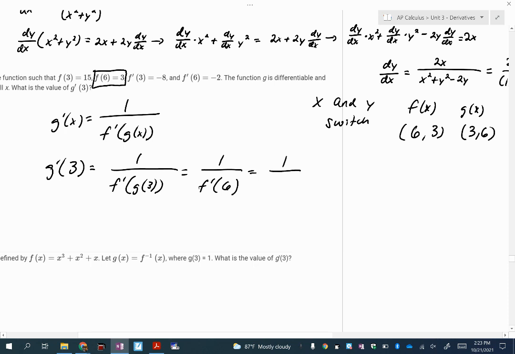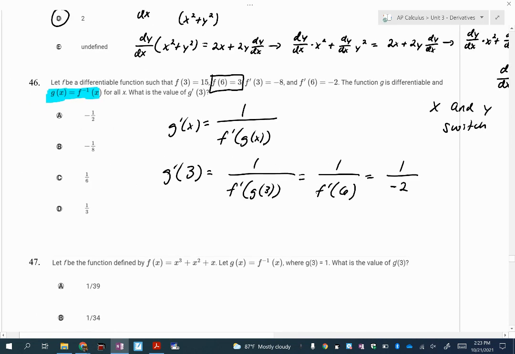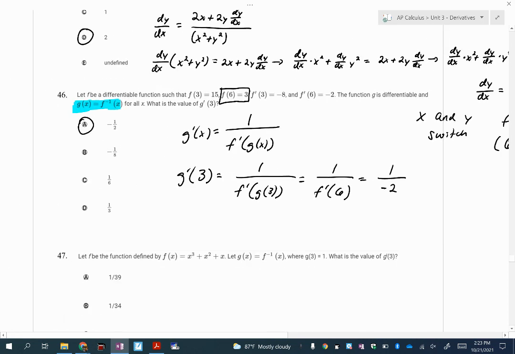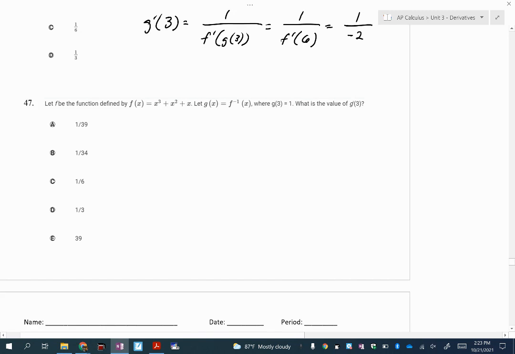All right, now I'm doing 1 over f prime of 6. F prime of 6 is negative 2. So the answer is negative 1/2. Okay, thank you for your patience there.